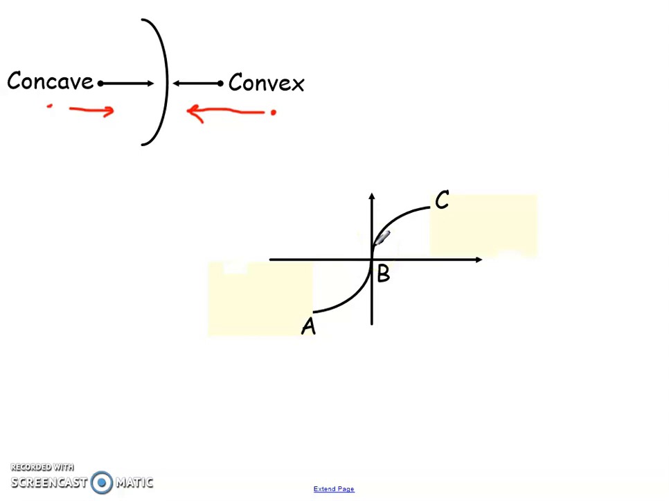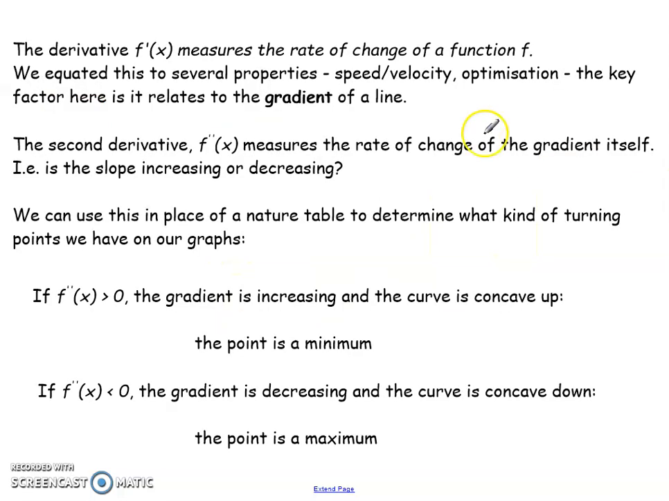What we're going to do is look at how we can calculate this and determine if it's concave up, like this bit here, or concave down. And the way that we do that is we look at the second derivative of a curve. Now we know that the derivative, f dash of x, measures the rate of change of a function. We can relate this to several properties of maths, including speed and velocity, optimization, and the gradient of a line. Now the second derivative measures the rate of change of the rate of change, i.e. the rate of change of the gradient itself. So this is going to be used to tell us if the slope is increasing in terms of gradient or decreasing.